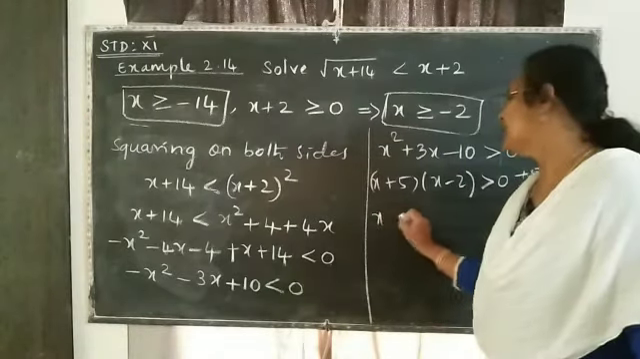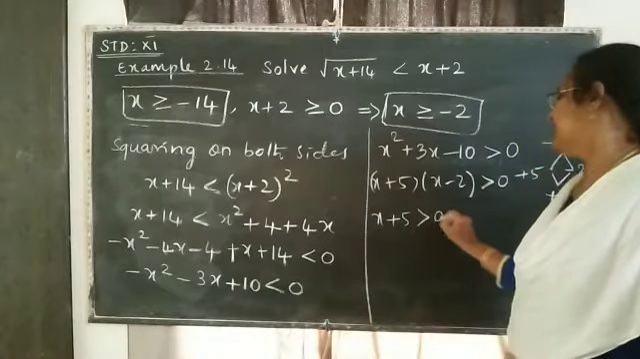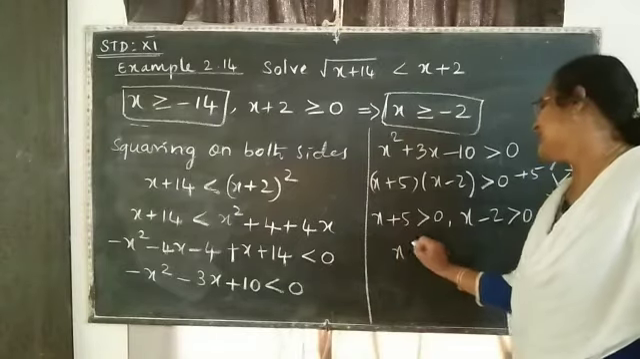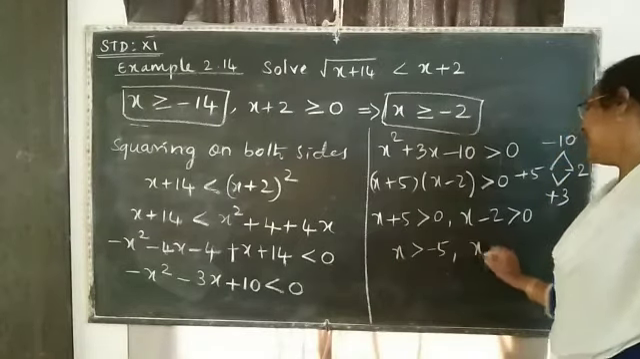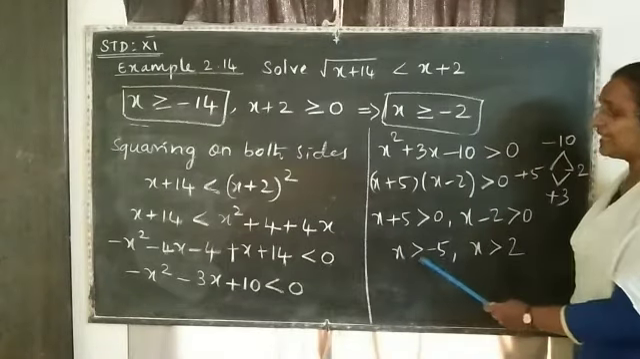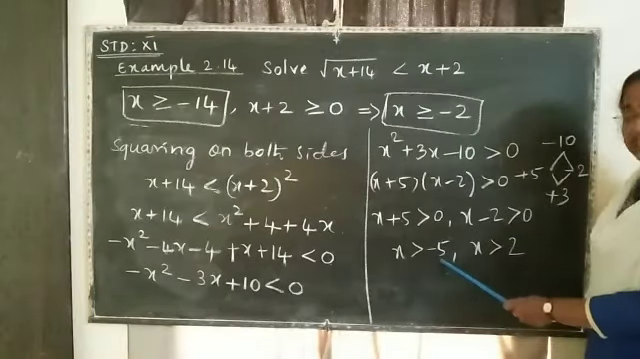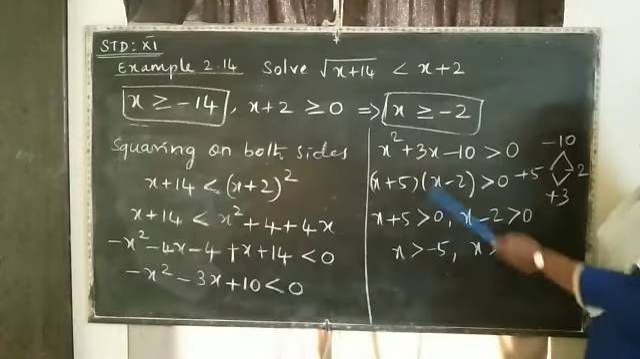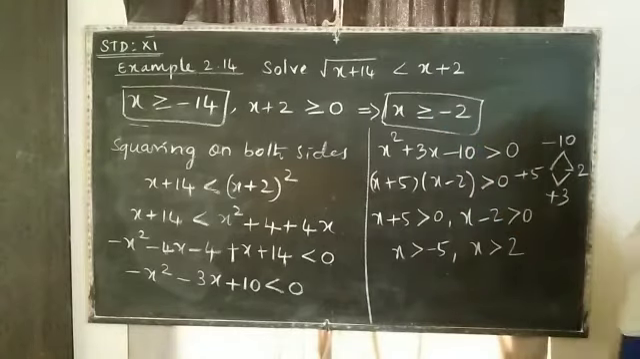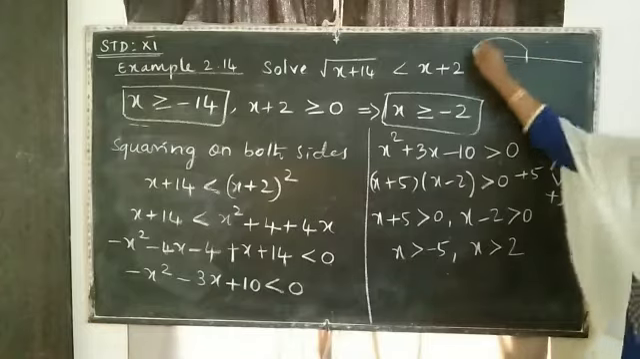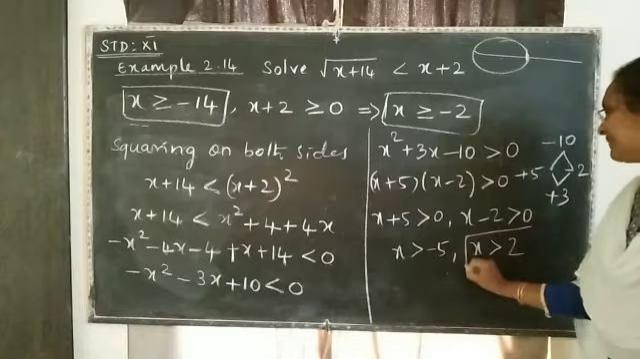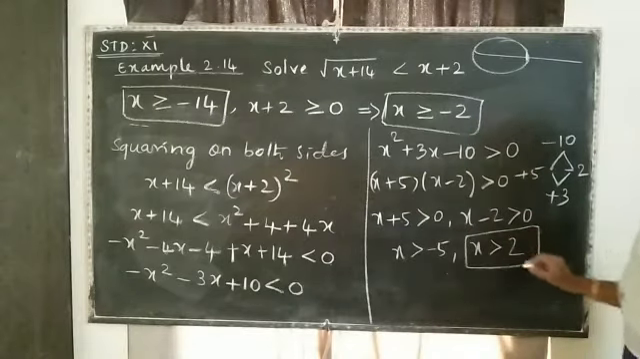Now what are the values now? x plus 5 is greater than 0, comma, x minus 2 is greater than 0. So now x is greater than minus 5, comma, x is greater than 2. Okay. Now look into this. x is greater than minus 5. Is this condition satisfied? No. Because we have taken all the values greater than or equal to minus 2. Yes or no? On the number line we have discussed, it doesn't belong to this quadrant, isn't it? Okay. So now the only possible value is x greater than 2.